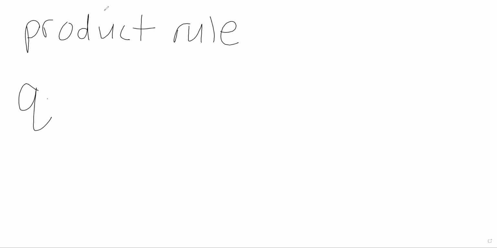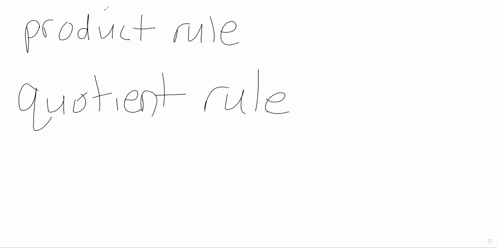I am using my AirPods for this video, but there are three main types of methods in order to find derivatives. You have your product rule, your quotient rule, and your chain rule. And I'm just going to go through each of these quickly, just to give a quick refresher.